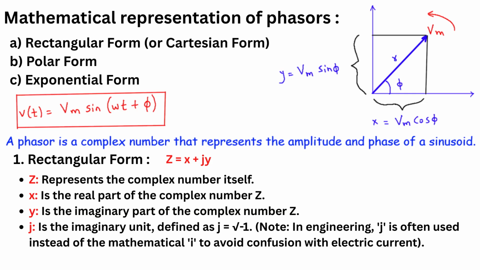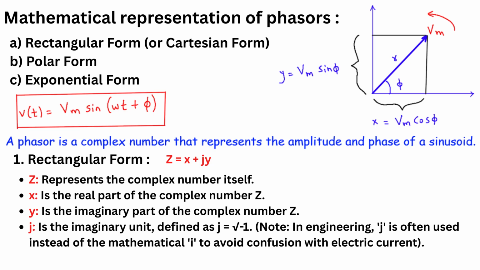Imagine this arrow is spinning counterclockwise at a speed of omega. The length of this spinning arrow is our amplitude, Vm. The angle it makes with the horizontal axis at any moment is our full argument, omega t plus phi. A phasor is what we get when we hit the pause button at the very beginning, at time t equals 0. The arrow freezes. Its length is still Vm, and its angle is now just phi. This frozen arrow is our phasor. It's a static object that has a magnitude, its length, and a direction, its angle.